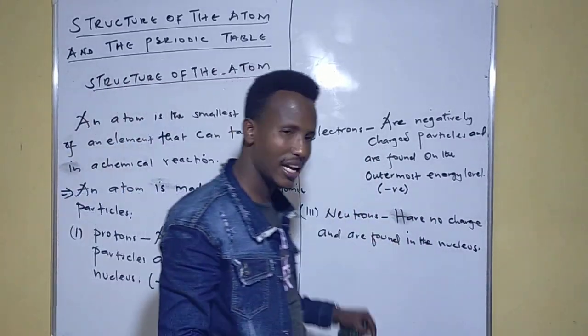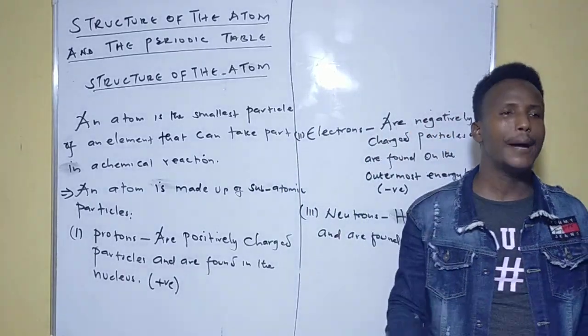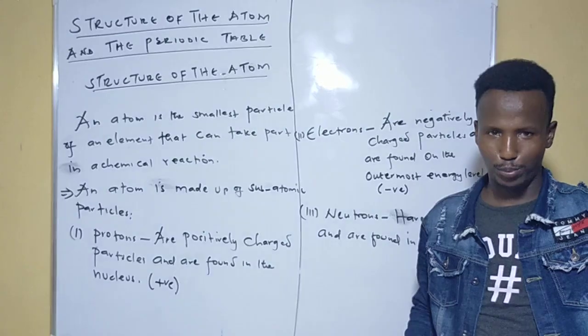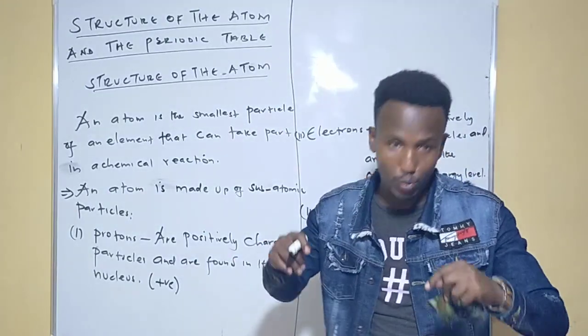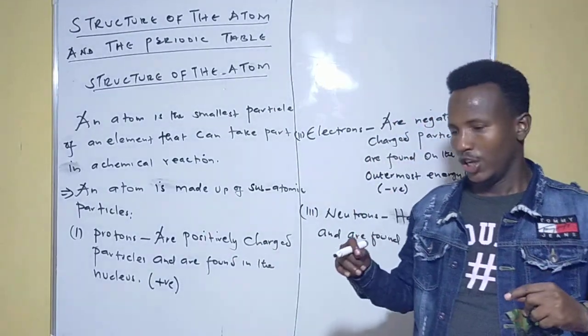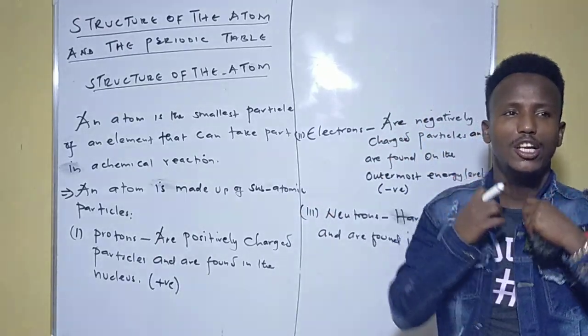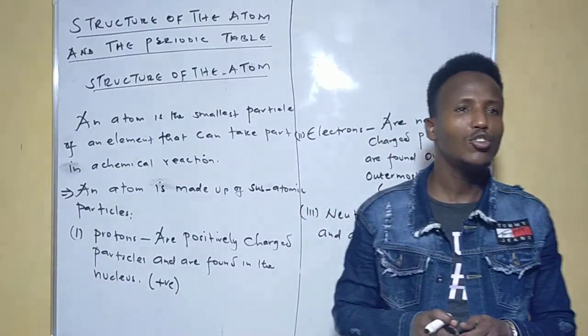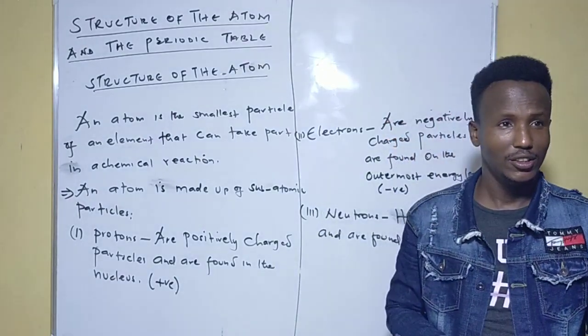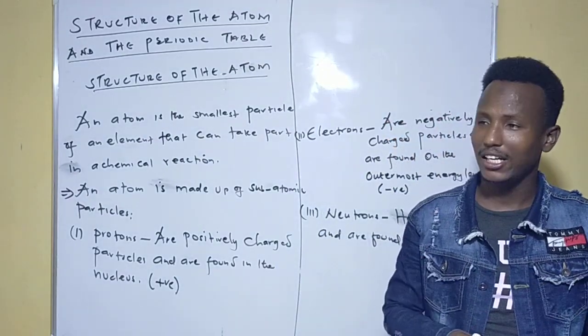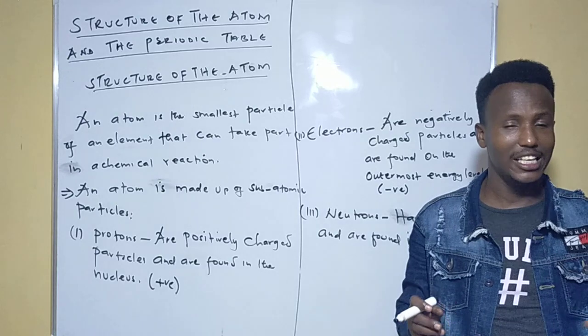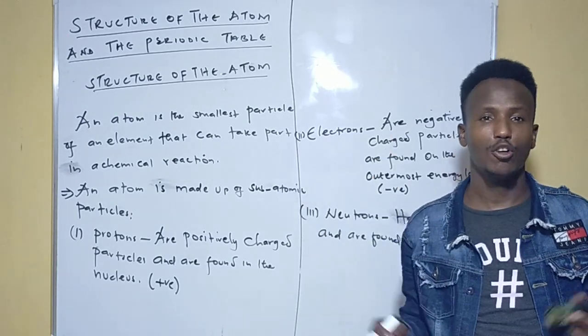Just understand. These are the three subatomic particles of an atom. Protons, positively charged particles, which are found in the nucleus. Electrons, negatively charged particles, which are found on the outermost energy level. Then neutrons, which have no charge. That means they are neither negative nor positive.